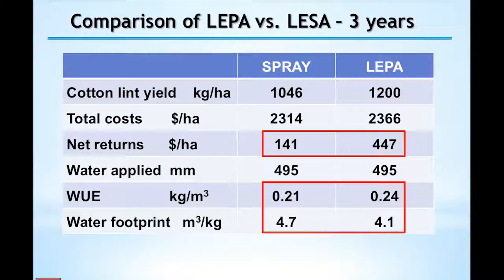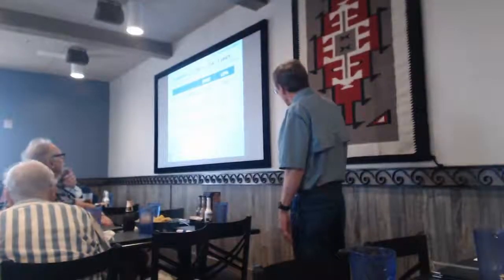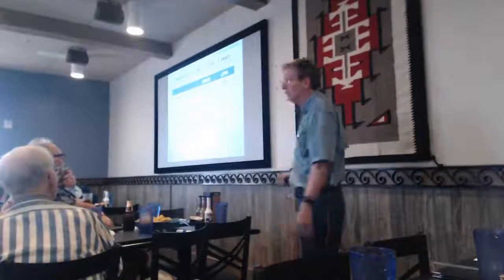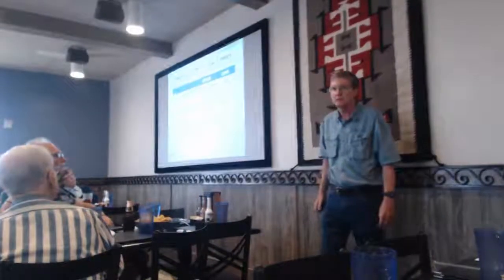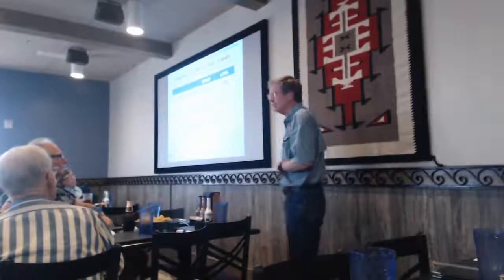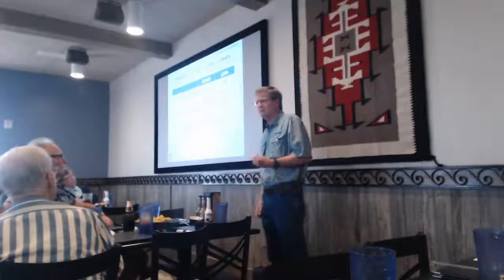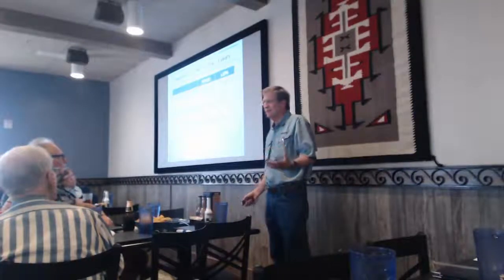So the water footprint was lower with this irrigation system than with the spray. The LEPA is considered a more advanced system. So this is just 4 cubic meters, which is still a lot of water, 4,000 liters to produce a kilogram of cotton lint. But that's not a whole lot of cotton.